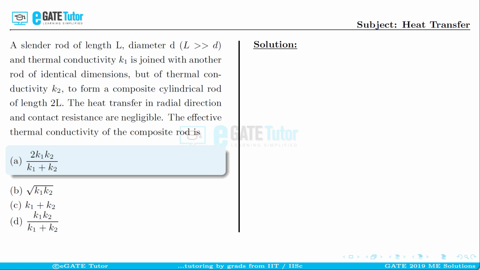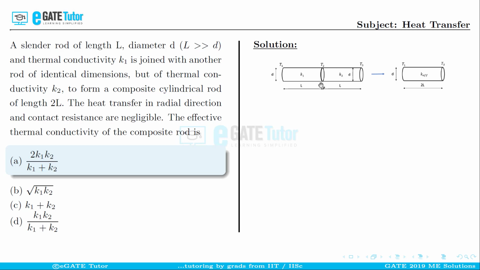For this multiple choice question, the correct answer is option A. Let's look at the solution. First, let us consider two slender rods of lengths L and diameter D but with different thermal conductivities K1 and K2 joined in series in this way, whose left extreme is maintained at temperature T1, interface is maintained at temperature T2 and the right extreme as T3.